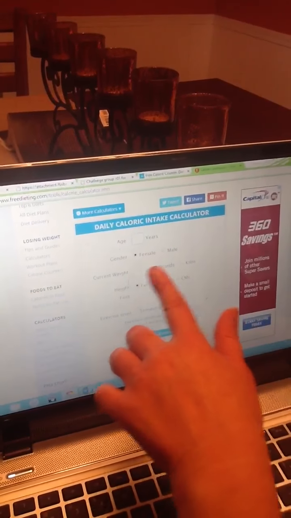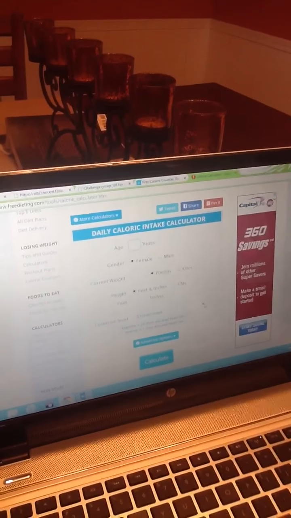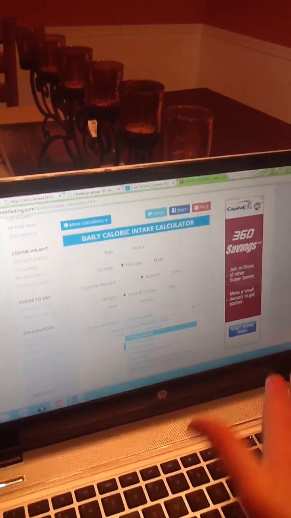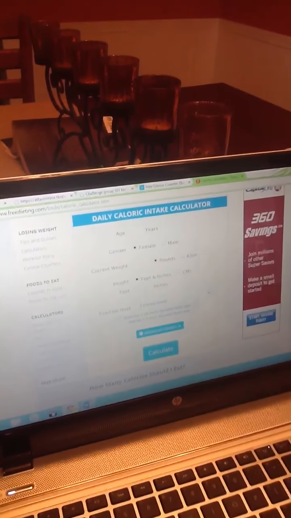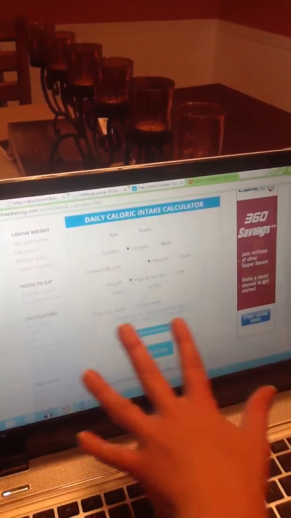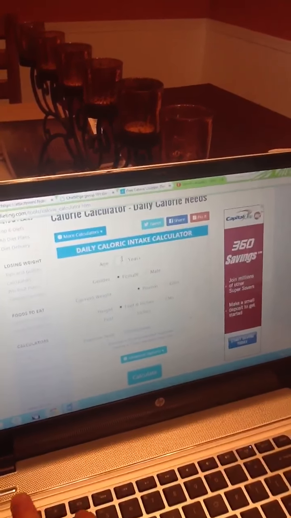You're going to enter your age, your gender, your weight, your height. This is your current one. For me, I entered, I work out 5 times a week, very intense. So it's all dependent on what you think you're going to be working out within this challenge that you want to input in here. Then you're going to want to calculate. Okay?